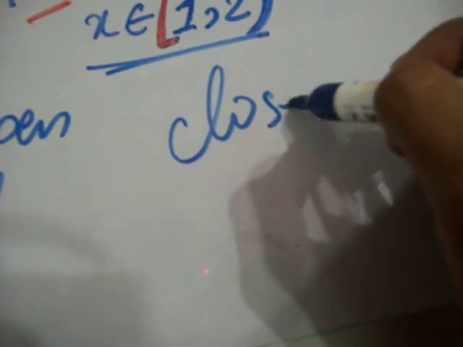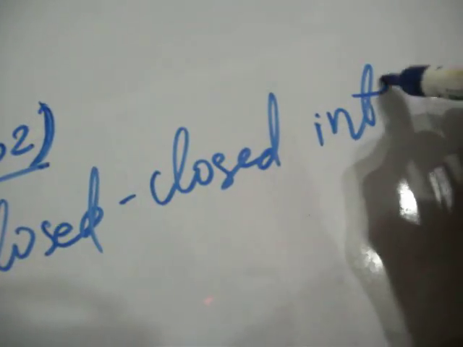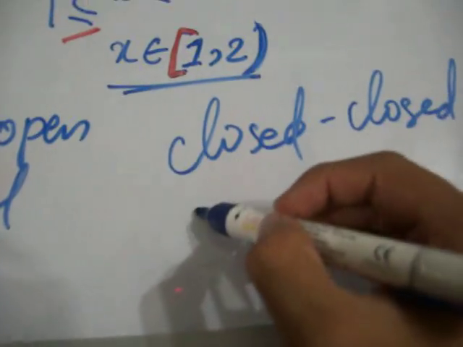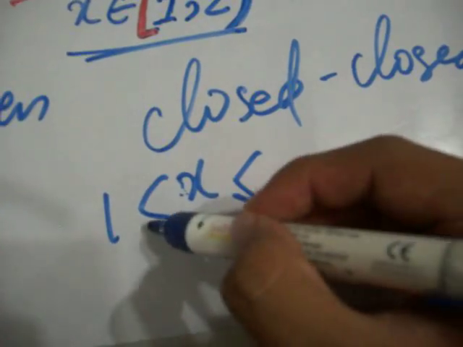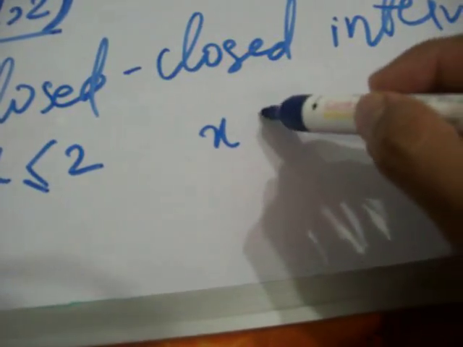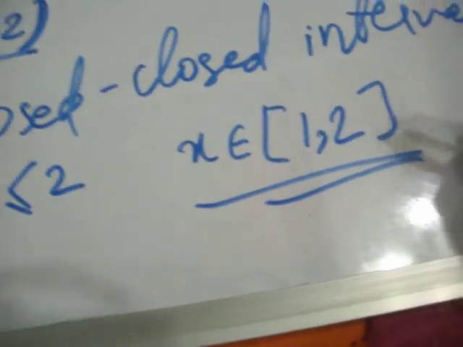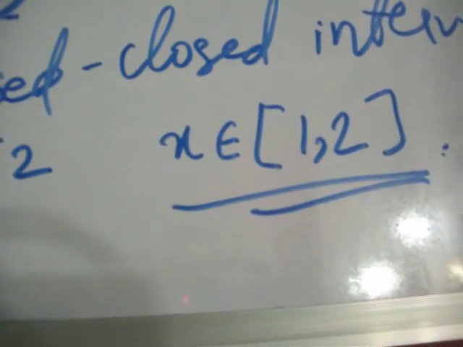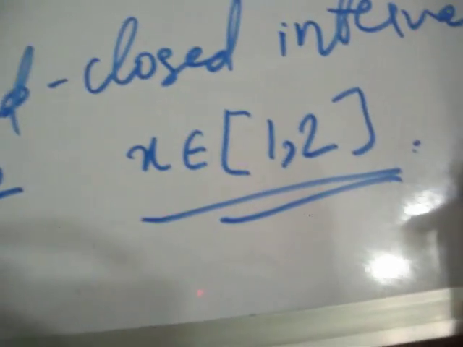And now we come to the closed interval. This means if we have x greater than or equal to 1 and less than or equal to 2, this will be written as x belongs to [1, 2], and this statement means that x has the value 1 and 2 and also anything between 1 and 2.